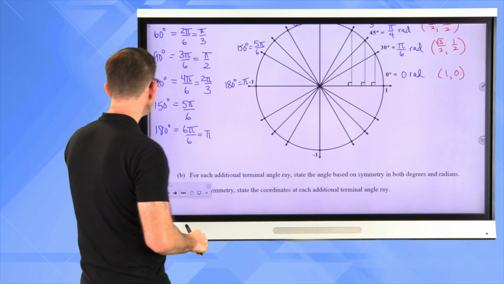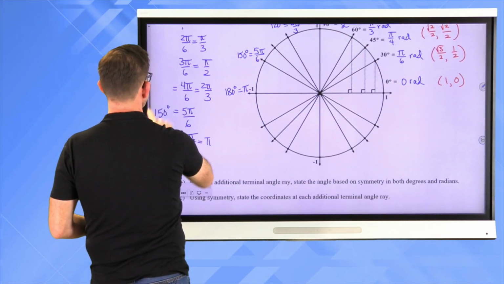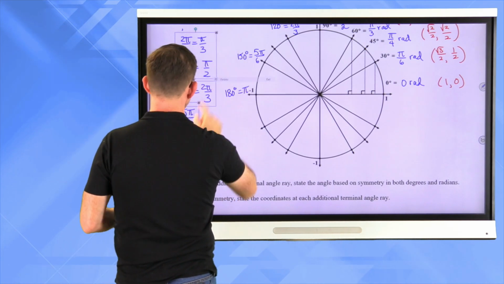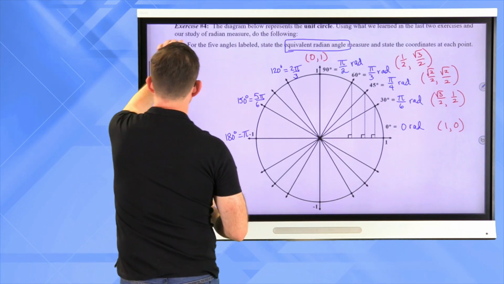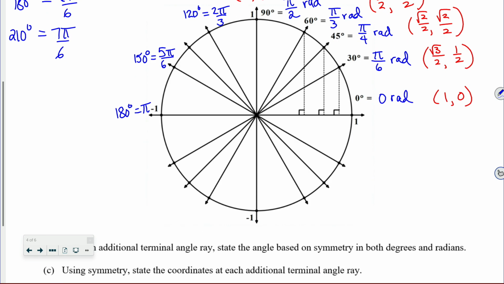Okay, and I can just keep doing this. In fact, that's going to be the slow way of doing it, Kirk. Let's just lasso these and let's delete them. Remember, we had 180 degrees was equal to 6 pi over 6. If I add another 30, I have 210 degrees, and that's 7 pi over 6. So that's going to be right here. 210 degrees, 7 pi over 6.